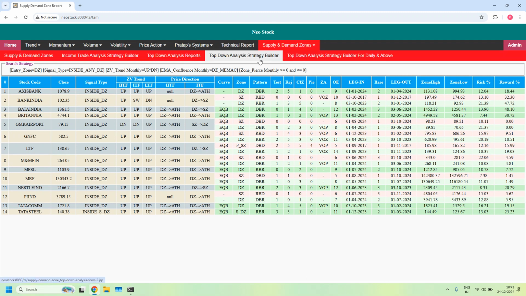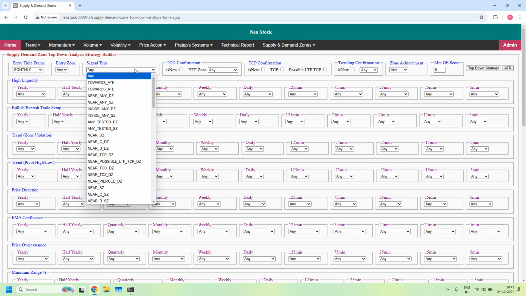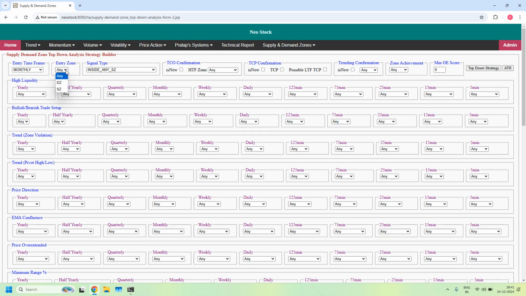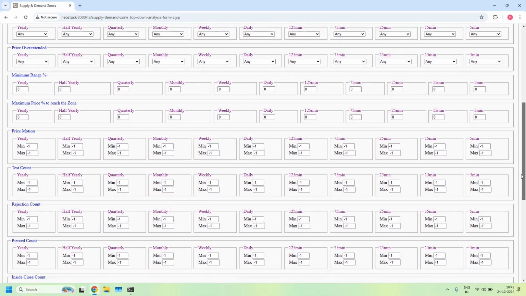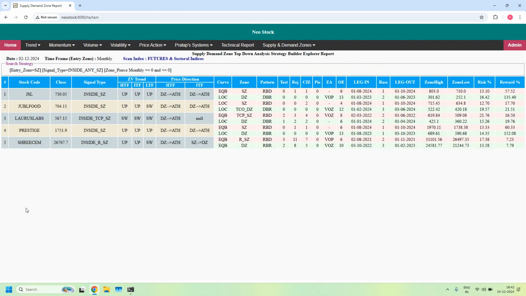Okay, next monthly time frame. Price closed inside the monthly supply zone, and these monthly supply zones should not be pierced. So in the pierced count at monthly time frame, I am setting minimum value 0, maximum value 0. Let's filter. We got 5 stocks. Currently price closed in these 5 monthly supply zones.